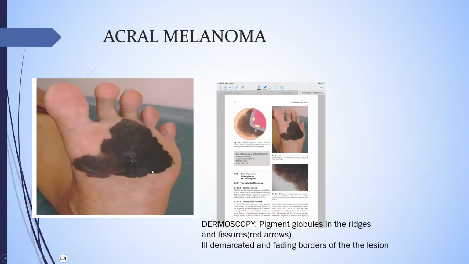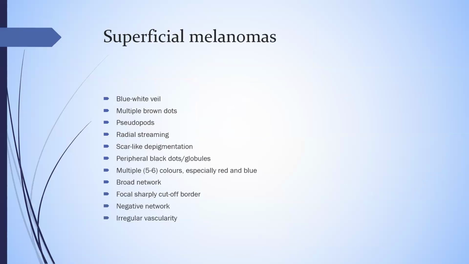So this is an acral melanoma. I can see this, right? This is an acral melanoma. The pigment globules will be seen in this. So we have to look for all these signs when it comes to melanoma.